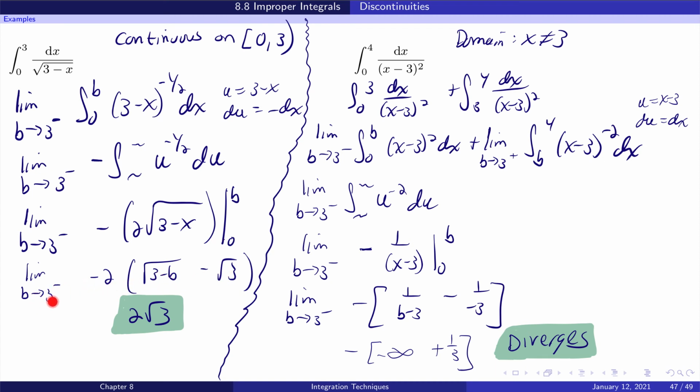What happens as you approach 3 from the left? As you approach 3 from the left, 3 minus very, very close to 3 is essentially 0. This term drops out, and you have negative 2 times negative root 3, or 2 root 3.